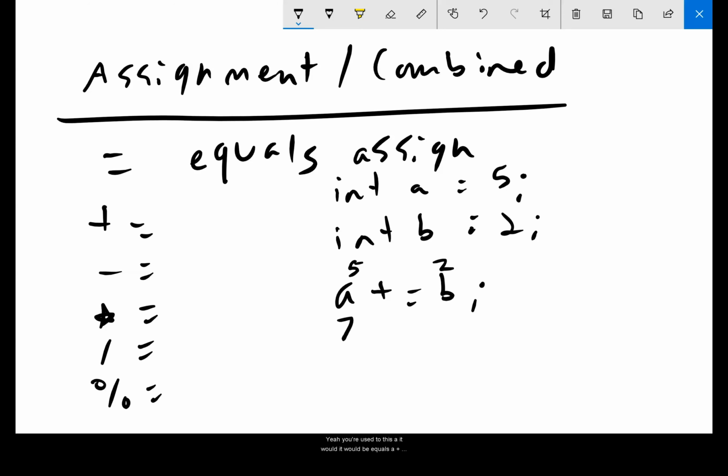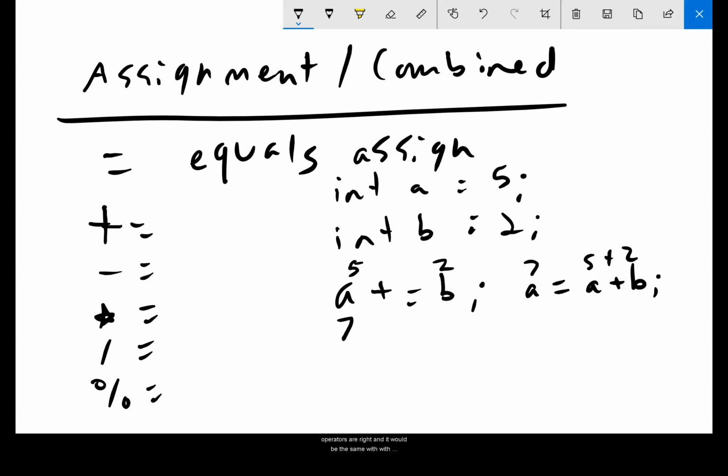Okay. Yeah, you're used to this. It would be a equals a plus b, where you got 5 plus 2, and then this becomes 7. Programmers don't like typing, so they come up with fancy ways to combine things together so they don't have to type as much. And they do this all the time. So these are your combined operators, all right?